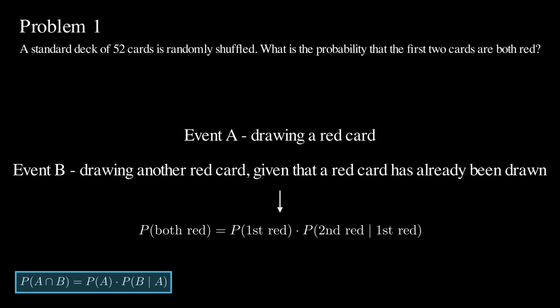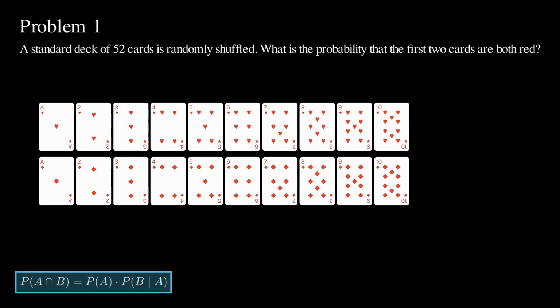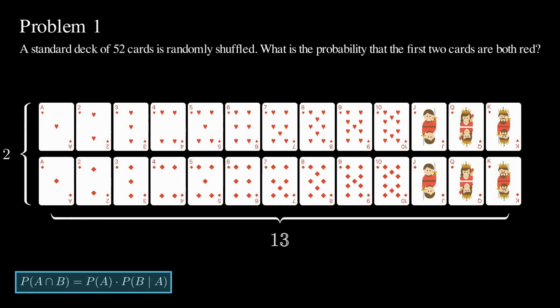So first we ask ourselves the probability of drawing a red card. Hopefully we remember our definition of probability from the last video. There are 52 possible cards and half of them, so 26 of them, are red. This is our first probability.